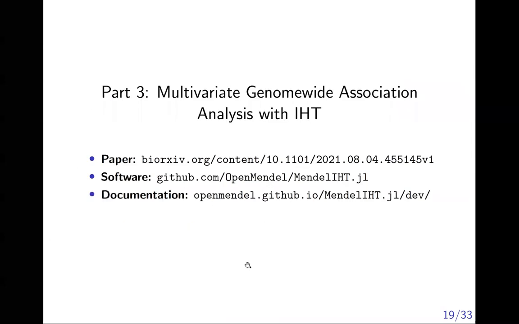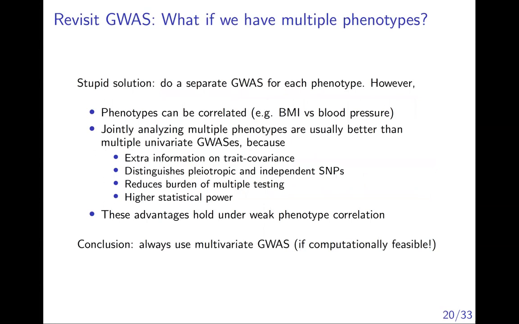Okay, so finally, I will move on to the final project that we worked on. It is an extension of my first project on IHT. It's still under review, but you can see our paper on arXiv, and the software and documentation is here. So we will revisit GWAS, right? And the question is, what do you do in GWAS if you have multiple phenotypes?